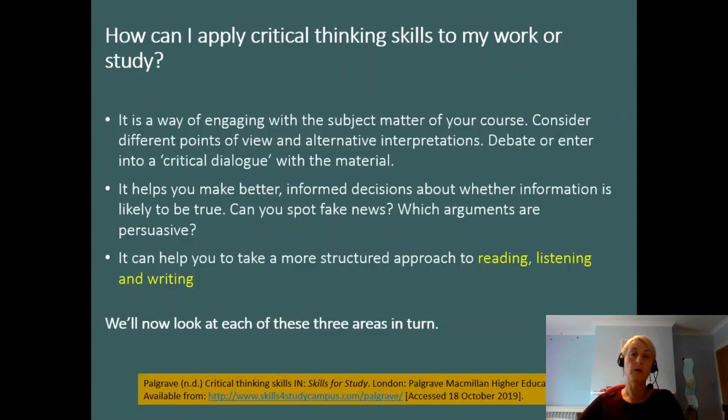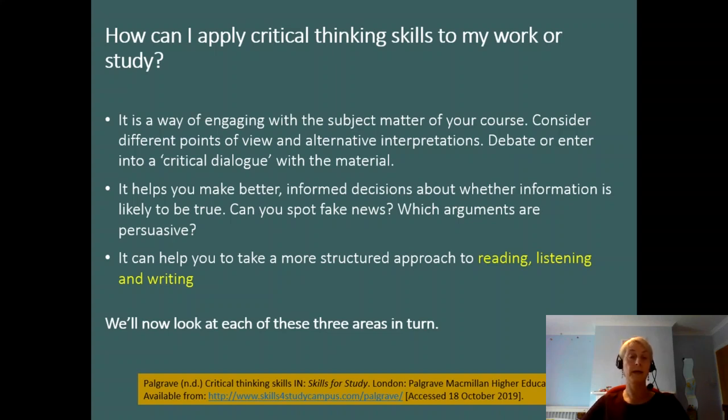So you might be thinking, well, how can I apply critical thinking skills to my work or study? Well, those particular skills are ways of engaging with the subject matter on your course. So you might look at things in a different way, different points of view and alternative interpretations. You can debate with others on your course. You can enter into a critical dialogue with your course leader or within your seminar groups and look at the material in different ways.